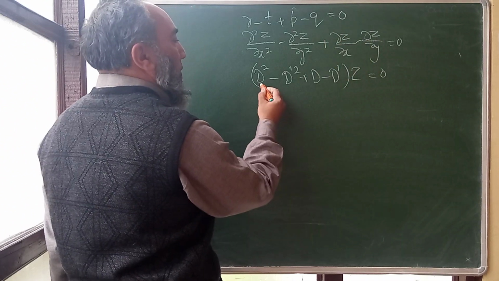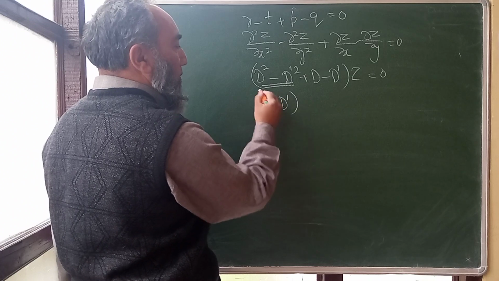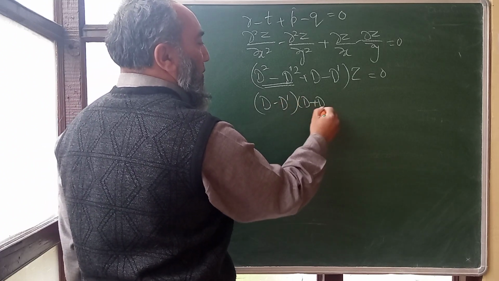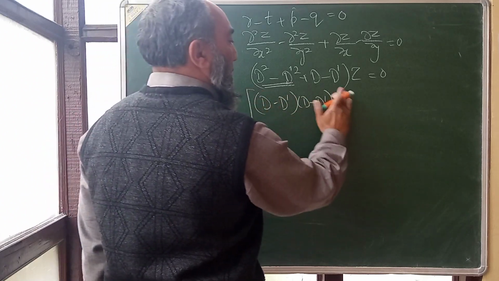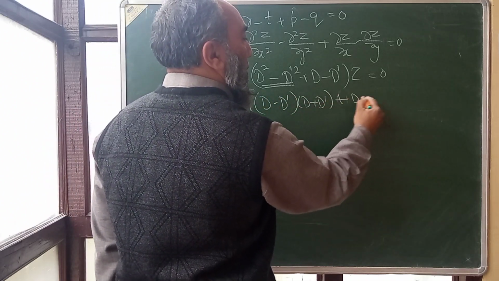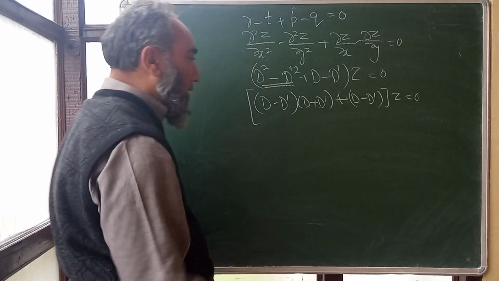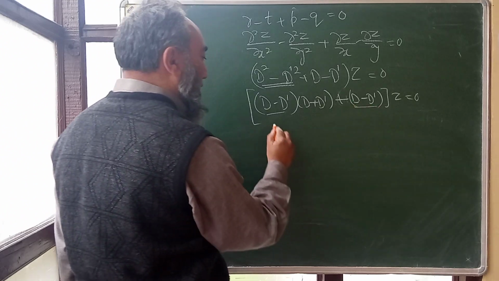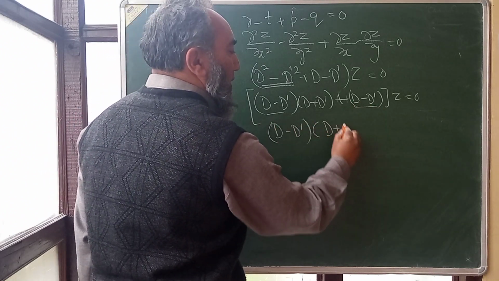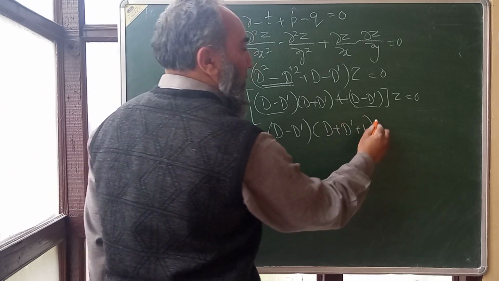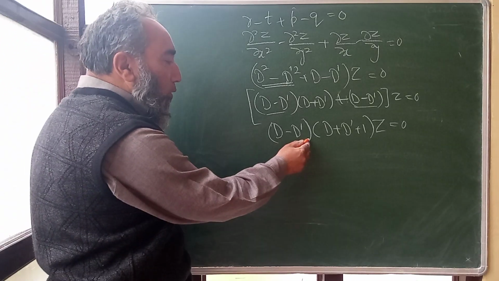Now this is D square minus D dash square. You can factor it, D minus D dash, D plus D dash, plus D minus D dash operating on z equal to 0. You can take D minus D dash outside. What remains is D minus D dash, D plus D dash plus 1 operating on z equal to 0. So this is a homogeneous factor.